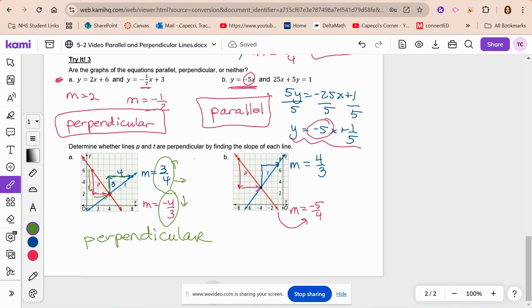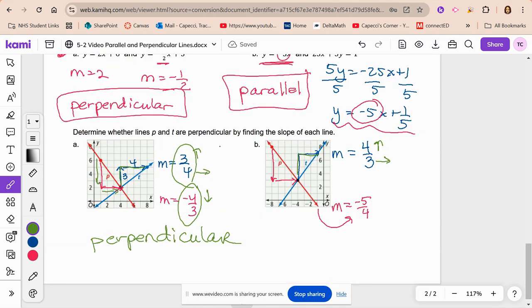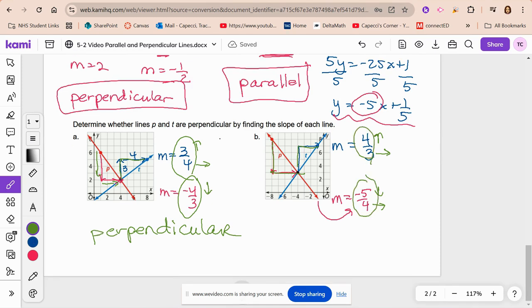All right, looking at the next example, again, looking at the blue line, I counted up 4 to the right 3. And for the pink line, we went down 5, 1, 2, 3, 4, 5 to the right 4. So down 5 to the right 4 gives us -5/4. So when looking at these slopes, they are definitely opposite. One's positive, one negative, but they're not the reciprocal of one another. So they are not perpendicular to one another.